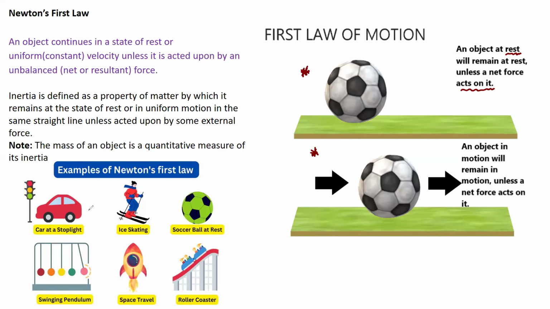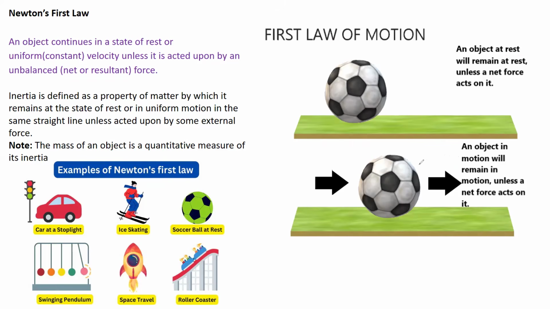I said, okay, this is a car at a stoplight, okay? It means that this car will continue there unless the driver decides to move. This is a person doing ice skating. So this person will continue sliding nicely downwards unless it decides to change or is acted upon by an external force. A soccer ball at rest, roller coaster, a swinging pendulum, all those different scenarios at the end of the day. So an object will continue in a state of rest or uniform motion unless acted upon by an external force.